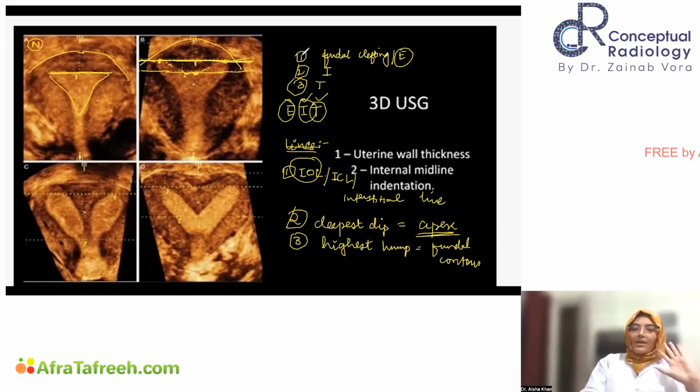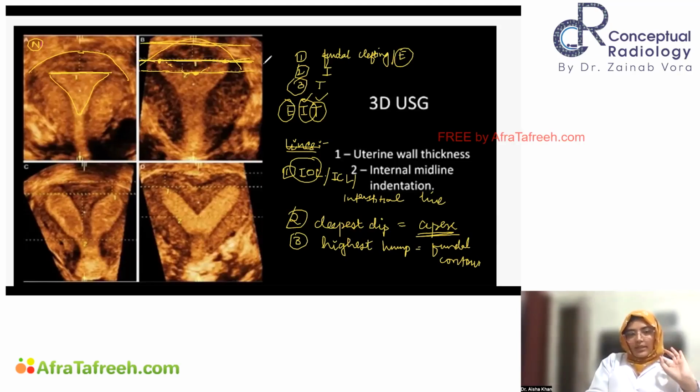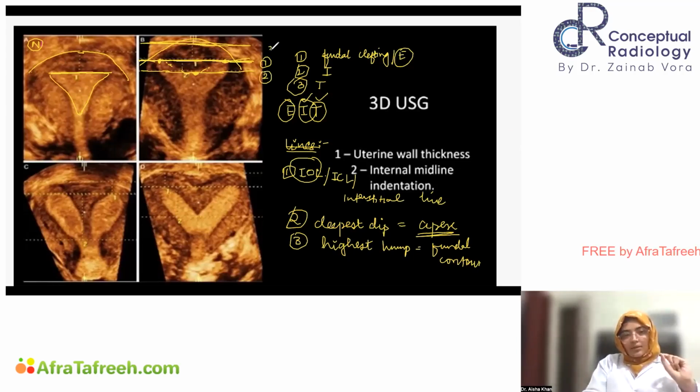Okay, now we have made the lines. Actually, we have to draw a line along this as well. So this is your line along the highest hump. So this is the interostitial line, number 1. Number 2 is the line along the apex or internal indentation, that is the deepest dip, and the third is the line along the highest hump.